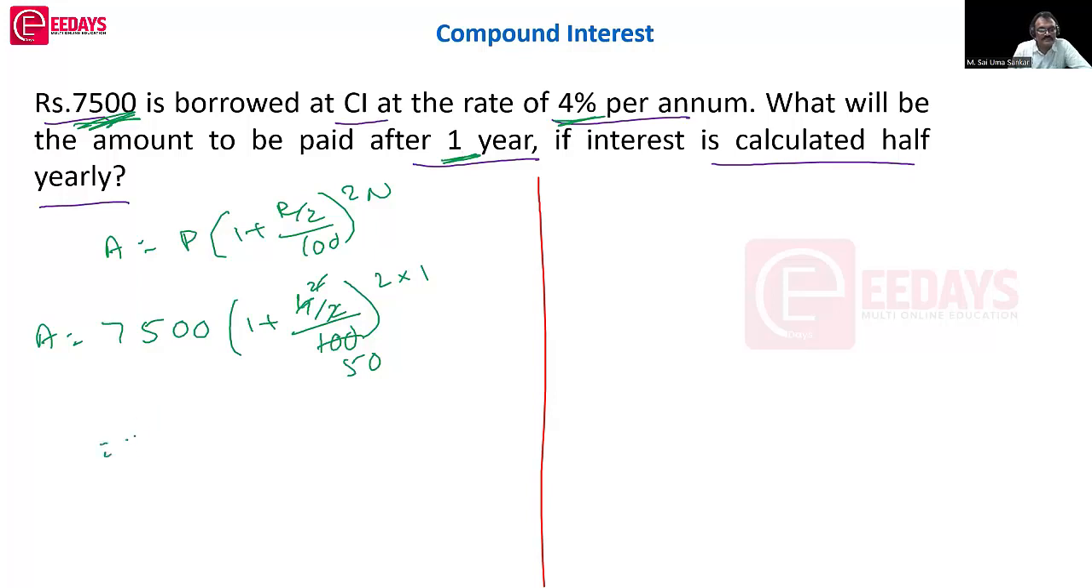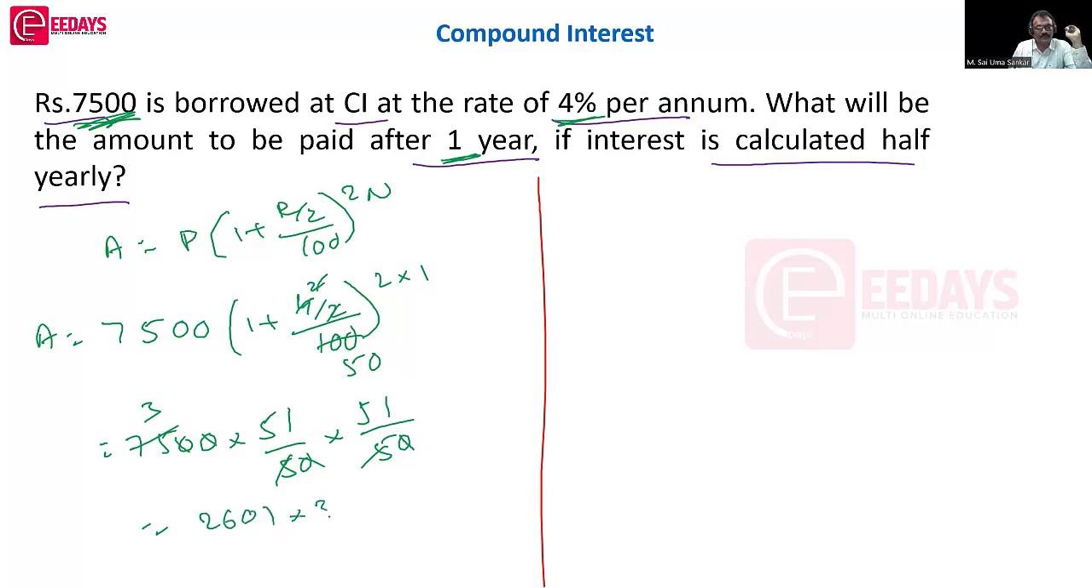So what happened? This is equal to 7,500 into 51 by 50 into 51 by 50. 2 zeros get cancelled. 75 gives 3 times. So what is 51 square? Here 51 square is equal to 25 plus 1, 26, 0, 1, into 3. So this is equal to 7,803. So what is the answer? If interest is calculated half yearly, what will be the amount paid after 1 year? That is equal to 7,803 rupees, which is the required answer.